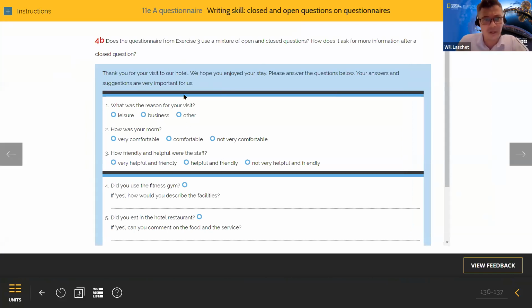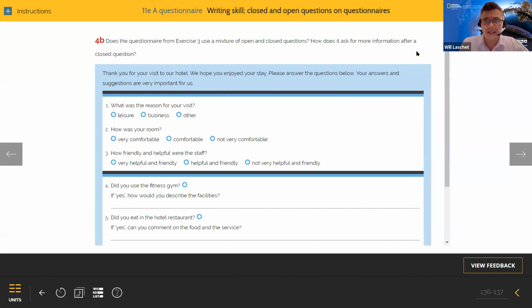The next exercise is a bit more analysis of the model that we've got. If you just have a quick look at that, can you tell me, does this questionnaire have a mixture of open and closed questions? So have a look there. Is there a mixture? Can you see both types there? Okay, we can. What was your reason for visit? This is open. Okay, how was your room? Open. Now, number 4 and number 5, did you? Okay, these ones are closed questions.